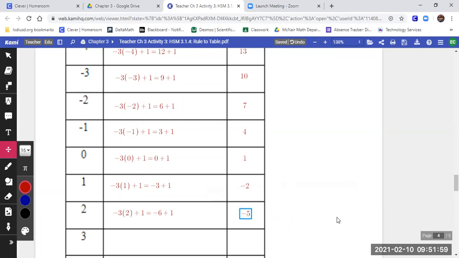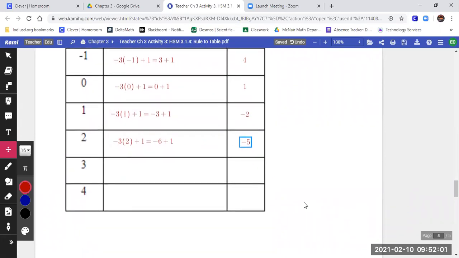Okay, let me move my camera. Okay, right? Right? Okay, what's the next one say?